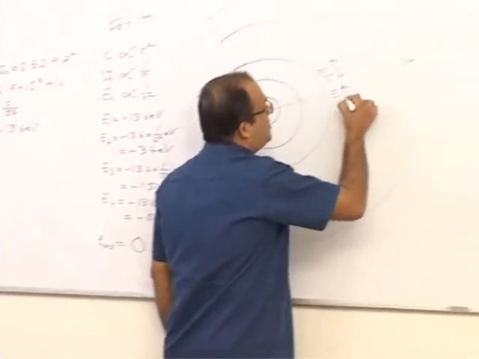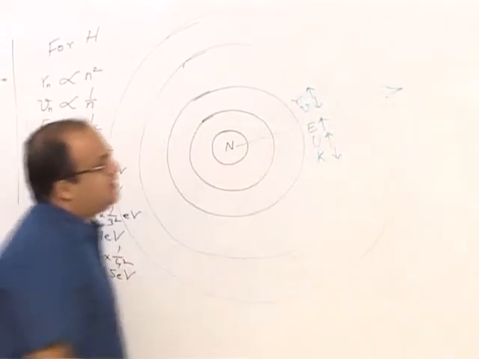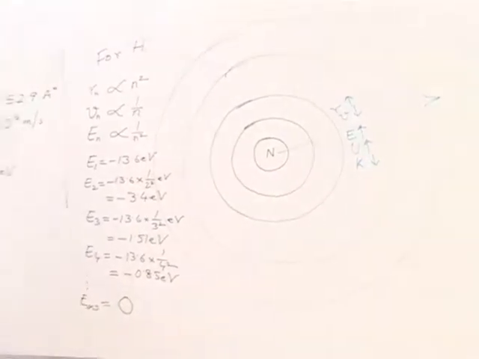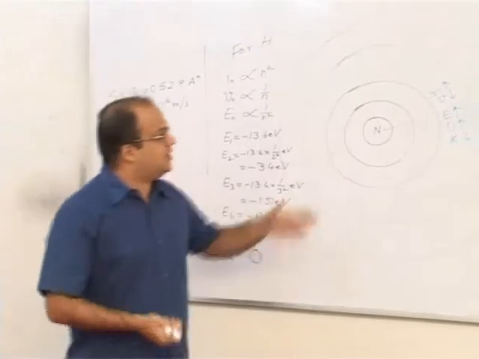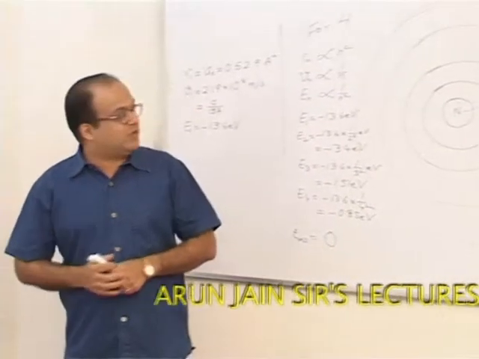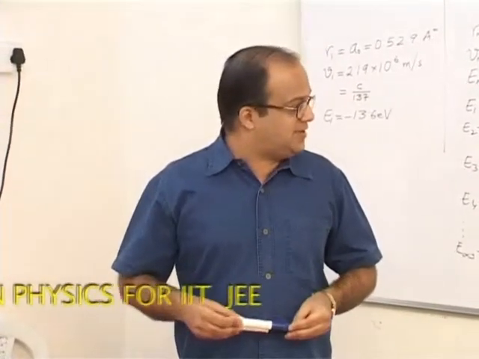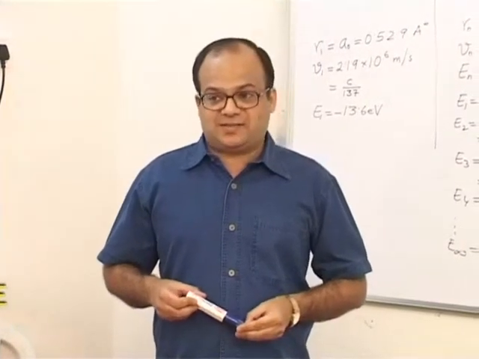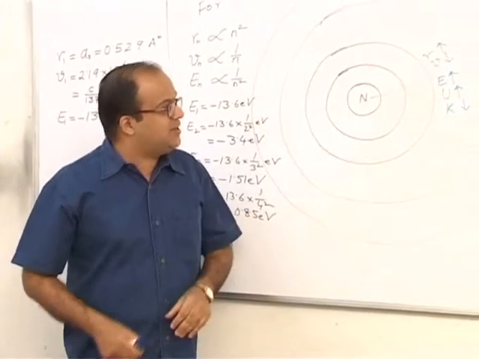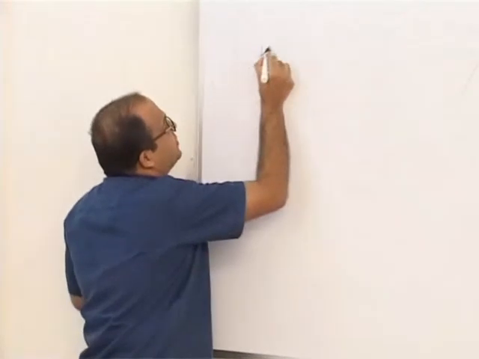Potential energy also increases and kinetic energy decreases. So please remember this. When we discuss the IIT JEE questions, some questions have come on this: as you go out, whether energy increases or decreases. As you go out, total energy increases, potential energy increases, kinetic energy decreases. But if somebody asks the magnitude of the potential energy or the magnitude of total energy, that will decrease as we go out.